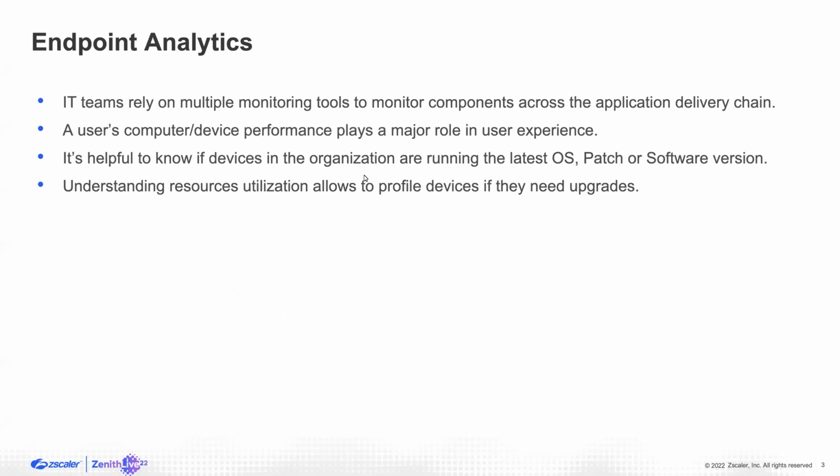And we have now realized that the user's computer or device also plays a major role in the end user's experience. So it's extremely helpful to know if devices in the organization are running on the latest OS, they have all the latest patches installed, what's the software version, look at their history, etc. And apart from understanding what's installed on the machine, it is also important to understand what are the resources being utilized by these softwares and the processes that it spins up. And this basically gives a good cue to the IT teams to identify if a machine or a device requires to be upgraded or it needs to be replaced.